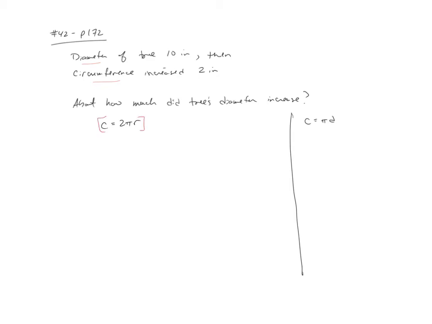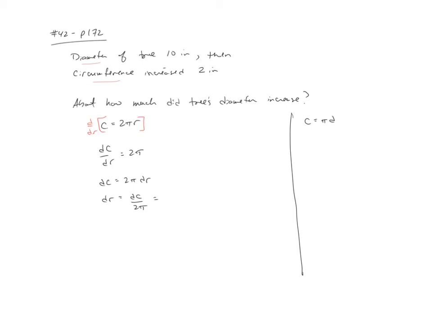Okay, so we'll take this thing here, and I'm actually going to go d/dr on both sides of it. In doing this, this is going to give me dC/dr equals 2 pi. And using what we've learned about differentials, I'm going to move the dr to the other side so that dC now equals 2 pi dr. And I'm interested in now knowing how much the tree's diameter increased. Well, if I solve for dr, that's going to give me dC over 2 pi, and the circumference has increased by 2 inches.